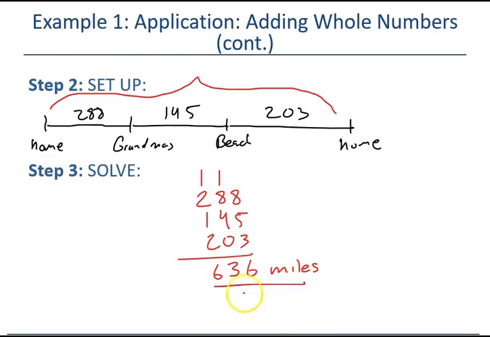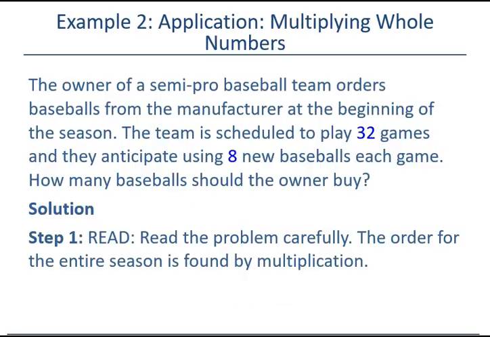Something I will start harping on in classes: make sure to put the units, because 636 is just a number, but we need to know how far she actually went. Okay, let's go to the next problem here.